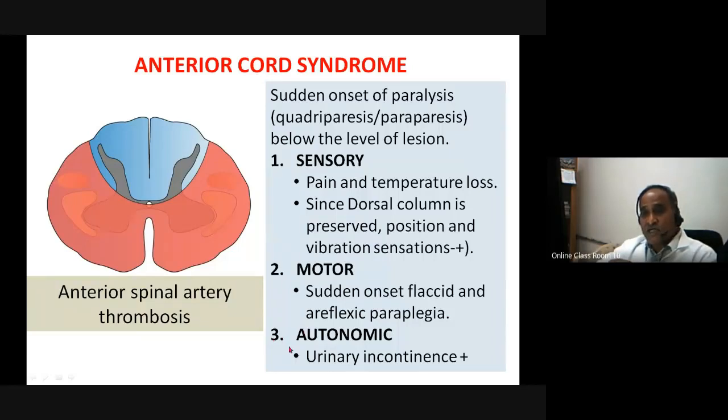Then the third component is the autonomic component, because the lateral horn here is also involved. The lateral horn governs the sympathetic component, and control of the sympathetic is not happening. Since it is not happening, there is urinary incontinence, because the sphincter vesicae is not being activated, as the sphincter vesicae is controlled by sympathetic activity.